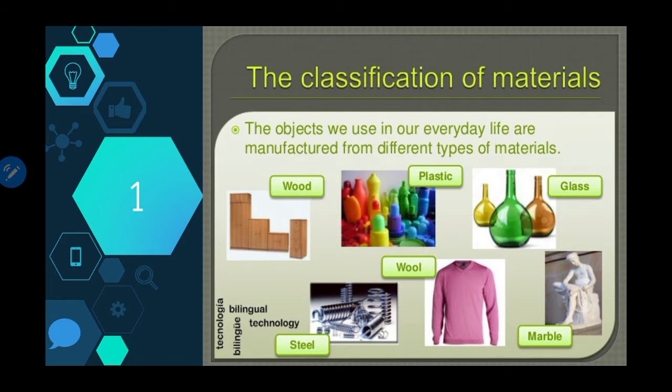Here you can see in the picture, this is furniture. It's made up of wood. These all are plastic bottles and they all are made up of plastic material. This t-shirt is made up of wool material. This statue is made up of marble material. Right? So, the classification of materials.